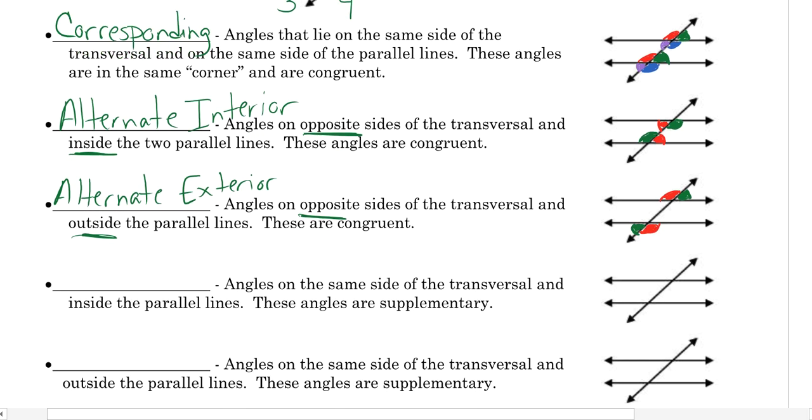Our next example, we have angles on the same side of a transversal and inside the parallel lines. So these can actually have two names, same side and then inside. So sometimes these are referred to as same side interior angles. However, you will sometimes hear them referred to as consecutive interior angles. These both mean the same thing.